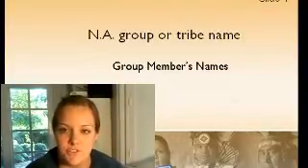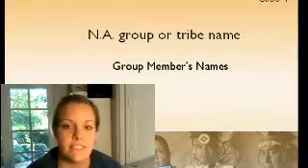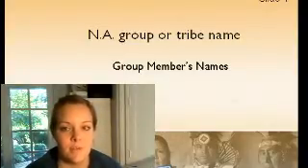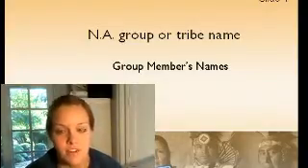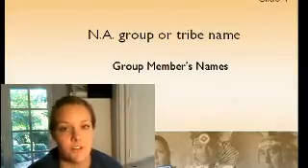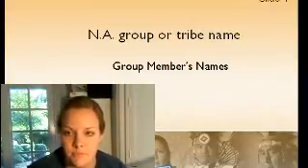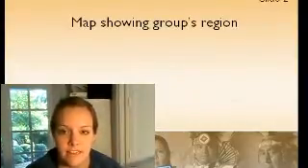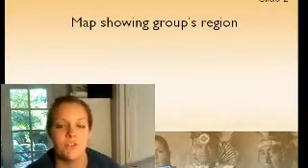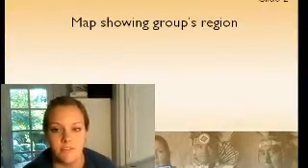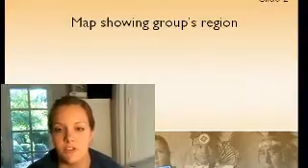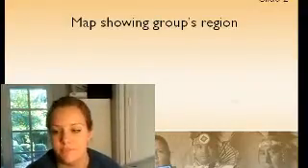Okay, here is your first slide. Your first slide needs to have the name of your Native American group or tribe, and it also needs to have the names of all of your group members. The second slide needs to have a map that shows the group's region. So it needs to have a map that you get from the internet that shows where your group lives.